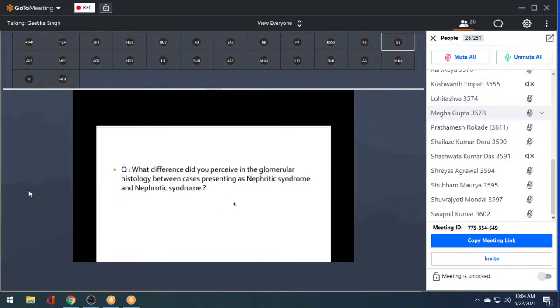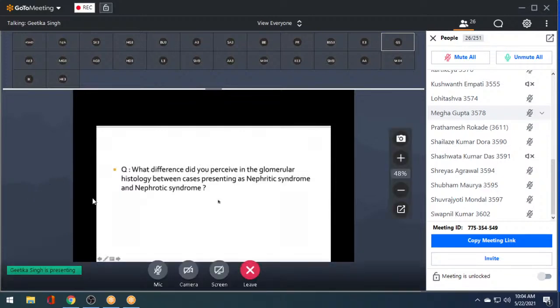What's next is, I think we move on to tubulointerstitial. We'll talk about vascular and a lot of developmental conditions in the kidney in the next 1 or 2 weeks. Okay, any other doubts? Anything anybody wants to ask?